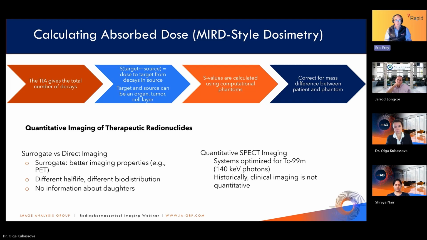So in order to get, as I mentioned, the time integrated activity, we need to do quantitative imaging. There are two approaches to do that. One is to use some surrogate, and the other is to use direct imaging. A surrogate means that you use a different radionuclide labeled on the targeting molecule. The major advantage of that is that you choose a surrogate that has better imaging properties.